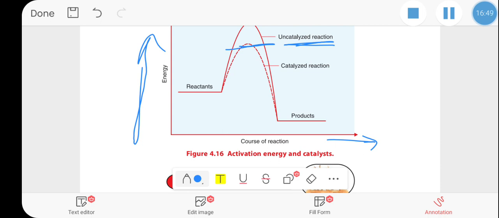This is the catalyzed reaction. The lower, smaller one is the catalyzed reaction. The upper one is the reaction without a catalyst, the uncatalyzed reaction. Therefore, catalysts are substances that can speed up or retard the rate of chemical reaction without changing themselves. They speed up chemical reaction by lowering activation energy.